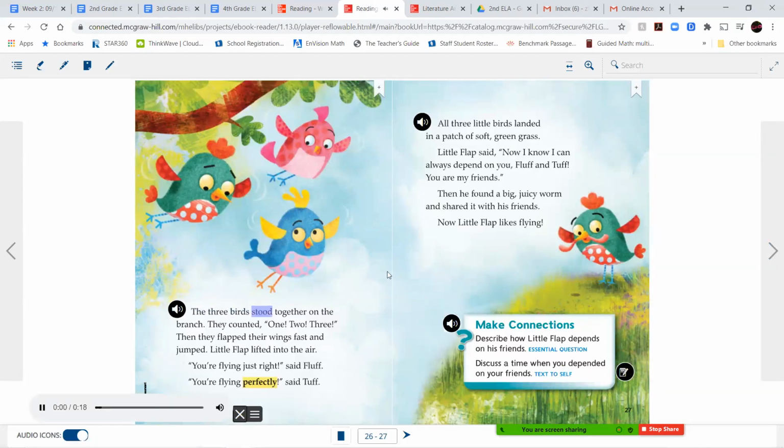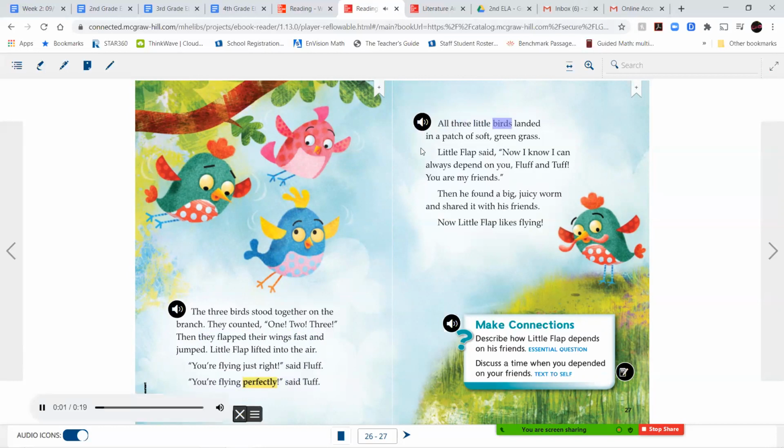The three birds stood together on the branch. They counted. 1, 2, 3. Then they flapped their wings fast and jumped. Little Flap lifted into the air. "You're flying just right," said Fluff. "You're flying perfectly," said Tuff.